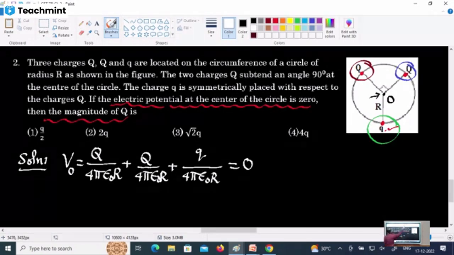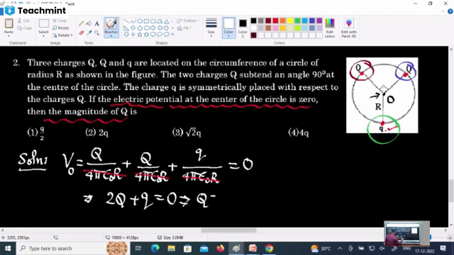So definitely the denominators are the same, so multiply both the sides by 4 pi epsilon naught capital R. So they anyway cancel. So the numerator adds up to 2Q plus small q is equal to 0, or capital Q is equal to minus q by 2. So magnitude of the charge only is required. Magnitude of the charge, which is the modulus, is simply q by 2. So the answer is the first one itself.